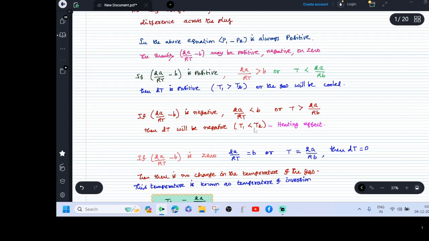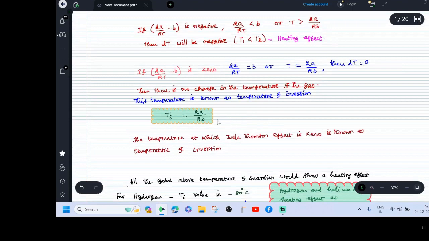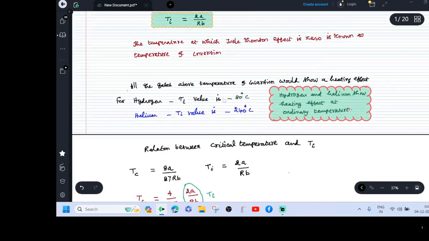If 2a/RT minus b is 0, 2a/RT equals b, then T equals 2a/Rb, then dT equals 0. Then there is no change in the temperature of the gas. This temperature is known as the temperature of inversion, Ti equals 2a/Rb, the temperature at which the Joule-Thomson effect is 0. Here the Joule-Kelvin effect is also called the Joule-Thomson effect. It's known as the temperature of inversion.